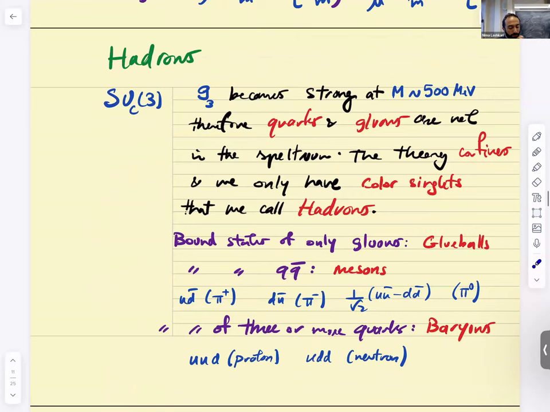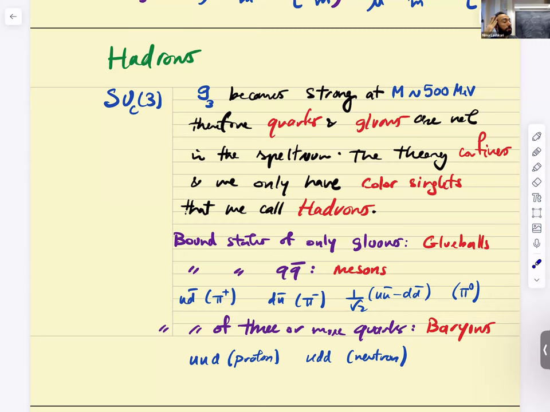So we said that for hadrons, for SU3 color, the theory confines and becomes strong at 500 MeV, right? What was the other energy scale that was important? 250 GeV. Yeah, 250 GeV, and that's the energy scale for spontaneous symmetry breaking of SU2 left. It was important, and we're going to comment on that.